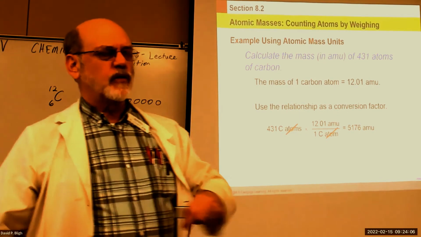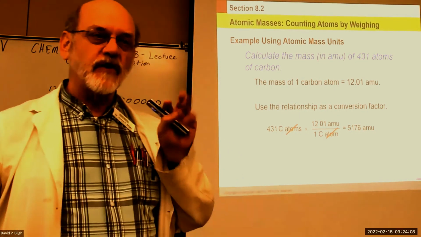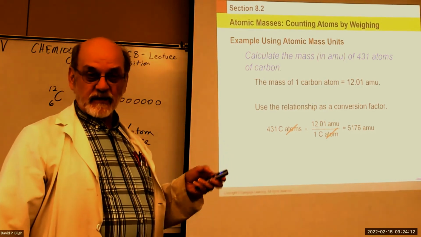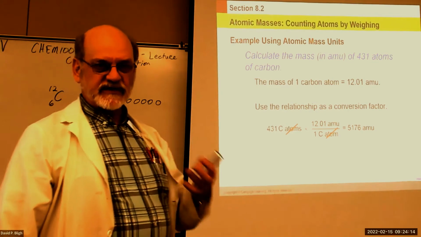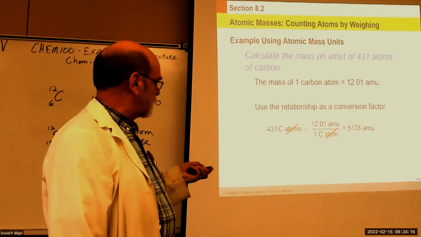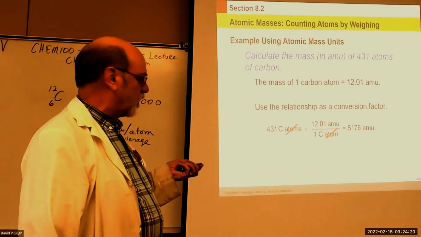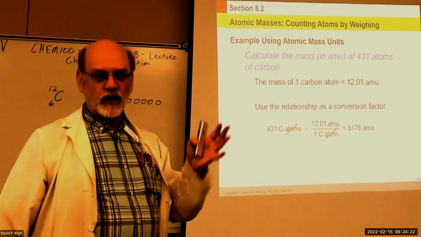Well, I'll tell you what. There's another argument to be made. This is numbers of atoms. Remember, counting numbers are exact, so there's no limit to this one. Okay, so we could say 5,176 atomic mass units and get away with it.